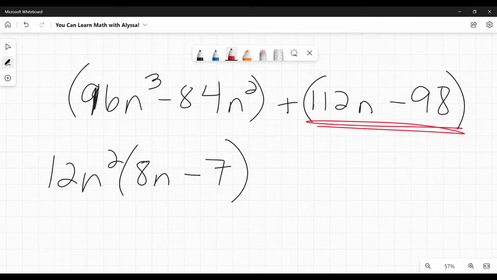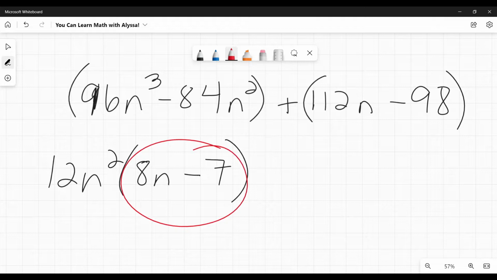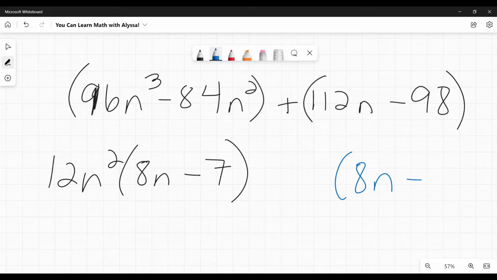Don't try to find a greatest common factor over here, because honestly, the bigger the numbers you're dealing with, the more likely it is that the greatest common factor is not going to give you matching pairs. This is experience talking. Trust me on this. What you're going to want to do when you get to these big numbers is use this. This is a gift, this 8n minus 7. You know you're trying to get it to match over here, 8n minus 7.